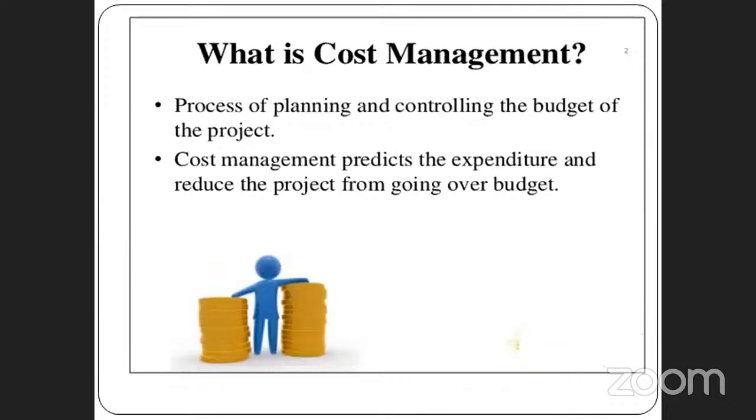What is meant by cost management? Cost management is nothing but planning and controlling the budget. First of all, we are going to construct a building, so we need approximately 12 lakhs. That should be the planning. Controlling means, whether we will give the total building to a contractor or we will purchase the materials. All that should be scheduled in planning and controlling the budget.